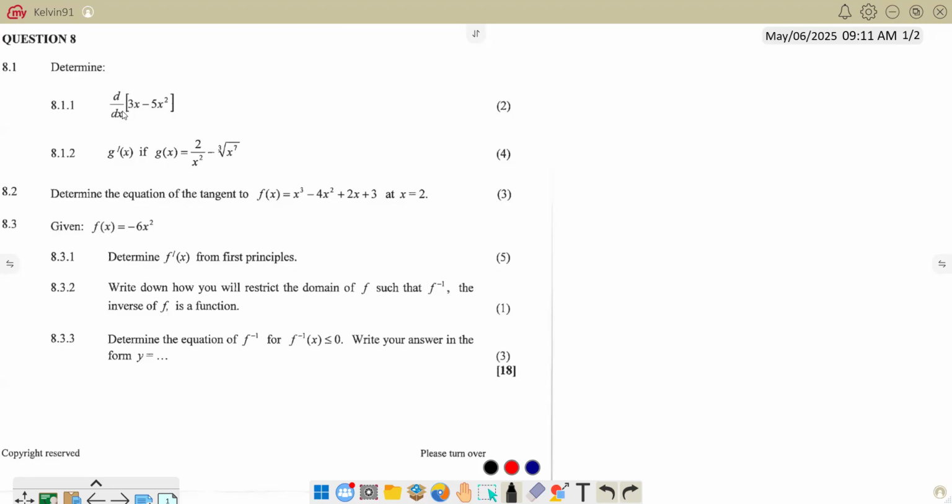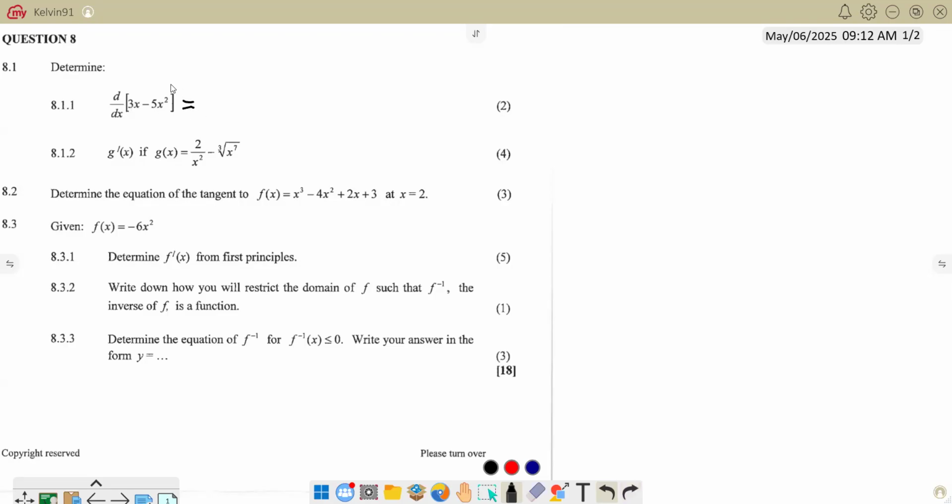Question is saying determine d/dx of 3x minus 5x squared. So to differentiate this, you are going to ask yourself questions on each of these two terms of this function. Am I able to differentiate the first term? If your answer is yes, you ask yourself, am I able to differentiate the second term? If your answer is yes, you start up with your differentiation. And once you start with your differentiation, we do not want to see the dx.